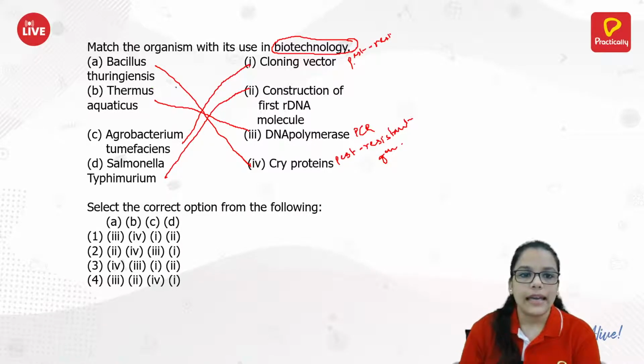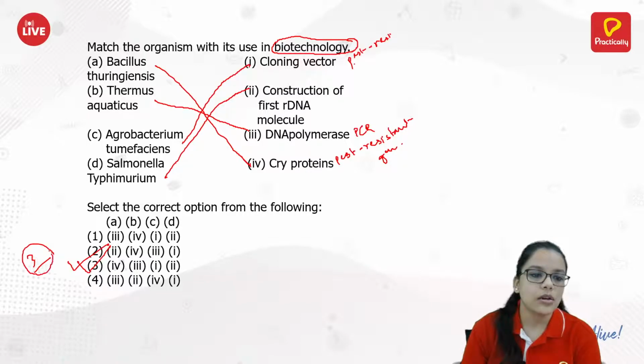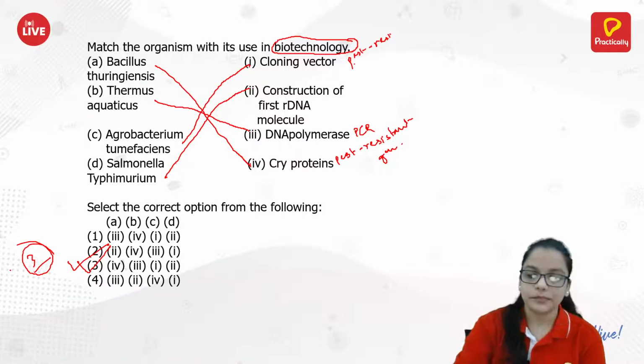Okay, let's see. A4, this one, option 3. A4, B3, okay, right. C1, right. D2, right. Okay, so the answer is option 3.